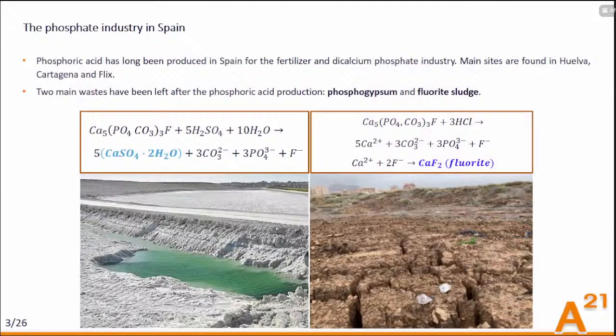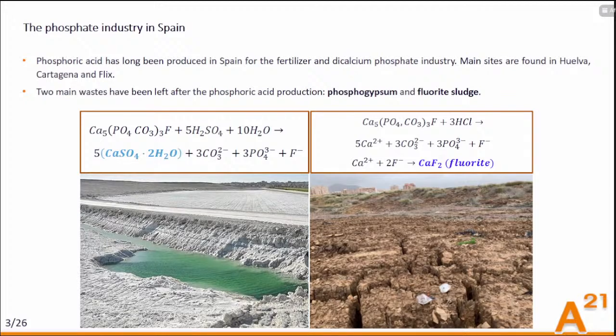So Spain, historically, has been a home of the phosphate industry for a long time. Some fertilizers are produced in Spain as well as dicalcium phosphate. The main sites are found in Huelva in Andalusia, in southern Spain, also Cartagena next to Murcia, and Flix in Catalonia. There are two main ways to produce phosphoric acid.